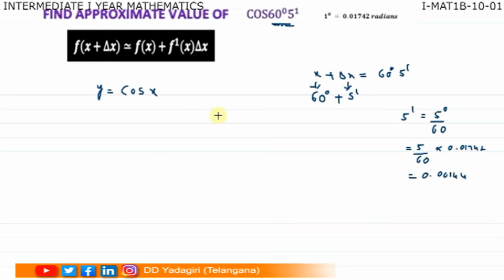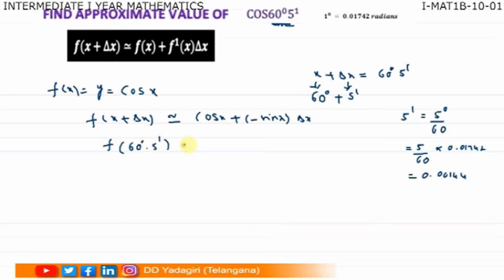Now using this formula, y is equal to f of x is equal to the given relation. So on substitution, f of x plus delta x is approximately equal to f of x, that is cos x, plus the derivative of cos x, minus sin x, into delta x. As it is, f of x plus delta x, that is x plus delta x, means 60 degrees 5 minutes, is approximately equal to cos 60 degrees minus sin 60 degrees into delta x, which is 5 minutes.